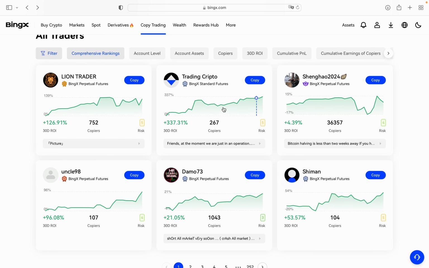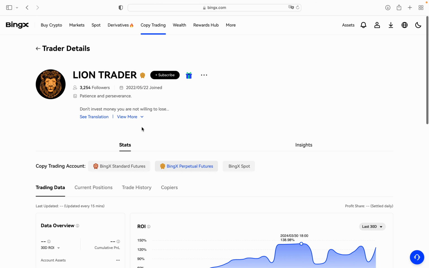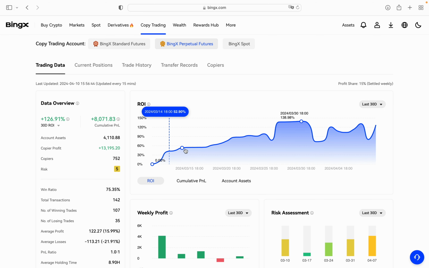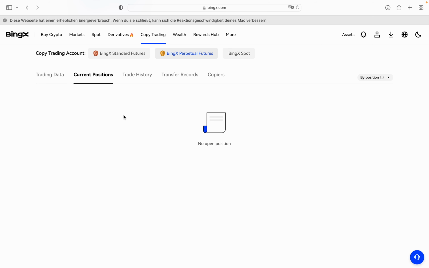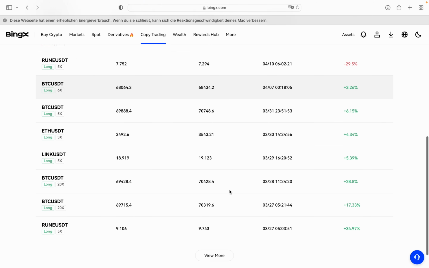And of course we have many different traders. So in this case we are looking at the Lion trader. First of all, he has many followers and joined already 2022, which is a good sign. If we are scrolling down, you can see that the ROI is very nice. And if we are selecting 180, you can see that we have a large gap right here, which is not the best case. And I always go directly on current positions. In this case, no position is open.